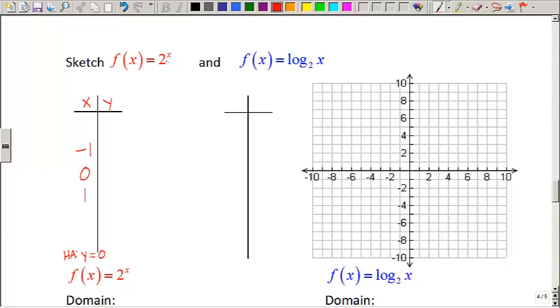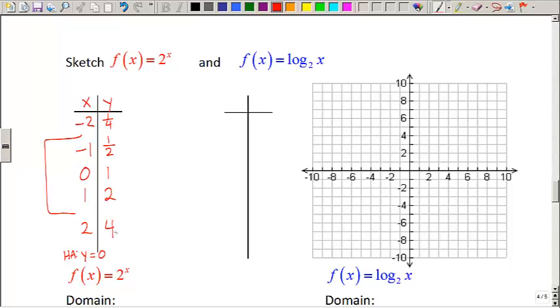So if I plug in -1, that gets me 1/2. I always have a 0, 1, and 2 to the 1 is 2. Again, those are before transformations. I think I'm going to go ahead and get 2 more points just for accuracy on this problem. Although these are my 3 key points, I just want to make it a little bit more clear when we have the picture why these are inverses. F of x equals 2 to the x, and I'm plugging in -2. 2 to the -2 is a 4th, and 2 to the 2 is 4.